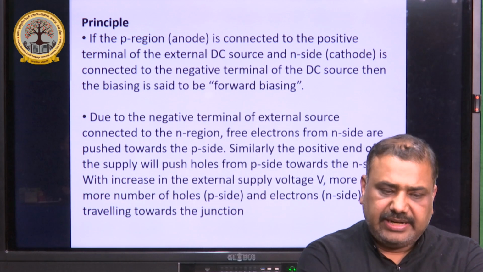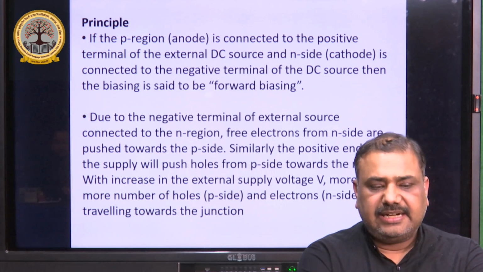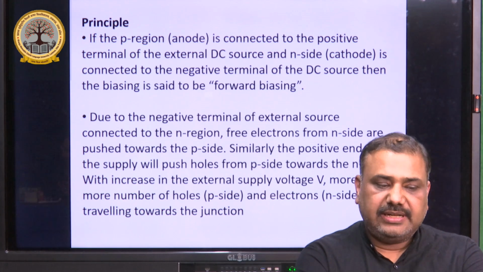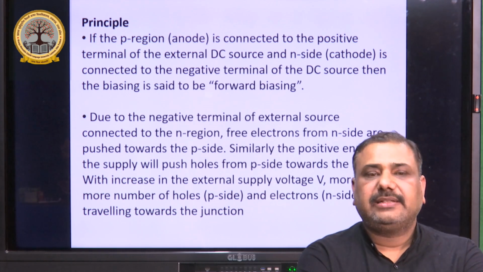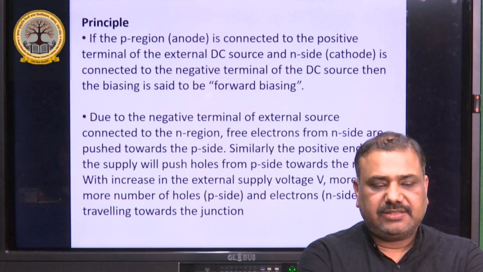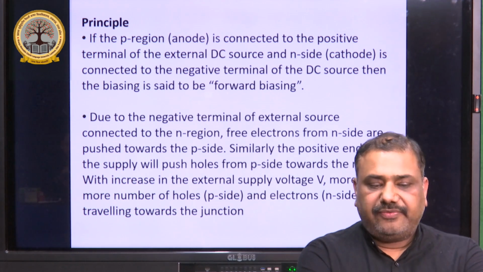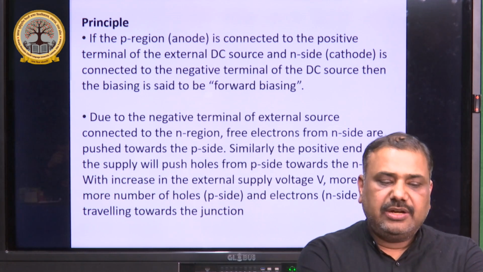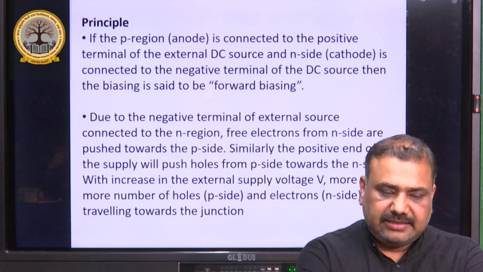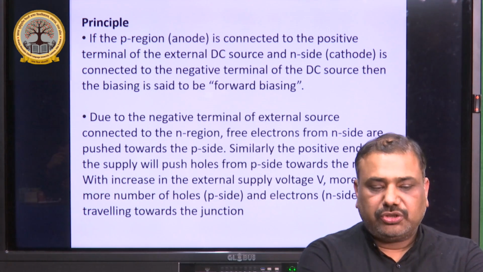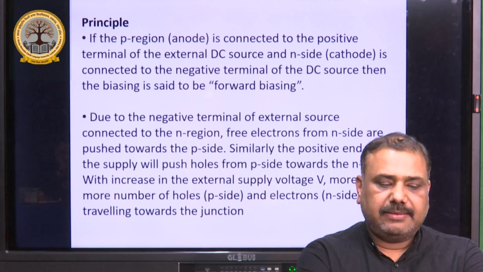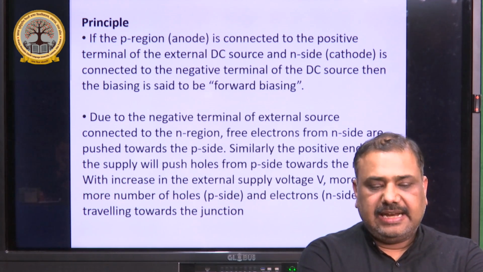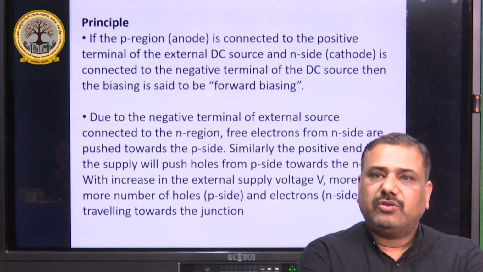Now, what are the principles? If the P region, the anode, is connected to the positive terminal of the external DC source and the N side, the cathode, is connected to the negative terminal of the DC source, then the biasing is said to be forward biasing. Due to the negative terminal of the external source connected to the N region, free electrons from the N side are pushed toward the P side. Similarly, the positive end of the supply will push holes from the P side towards the N side. With an increase in the external supply voltage V, more holes on the P side and electrons on the N side start traveling towards the junction.